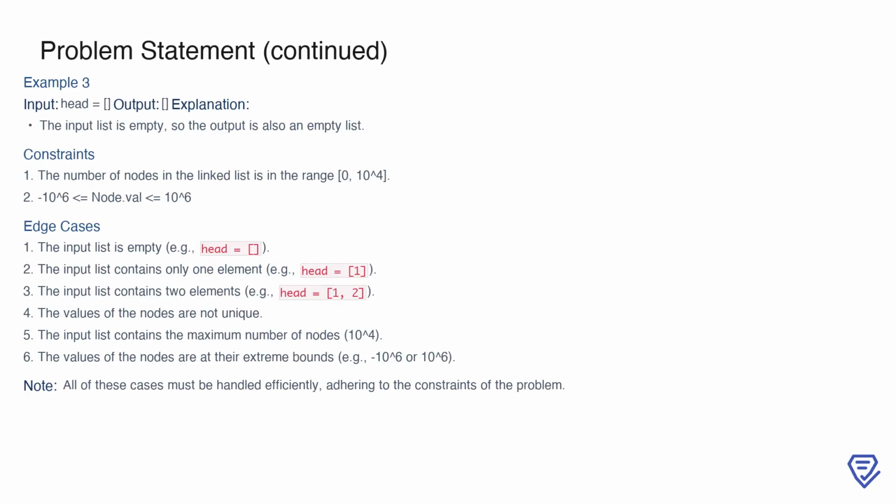Now, for the third example, the input list is empty. Since there are no nodes to rearrange, the output is also an empty list. Looking at the constraints, the number of nodes in the linked list can range from 0 to 10,000, and the values in the nodes can range from -1 million to 1 million. Some edge cases to consider include an empty input list, a list with only 1 or 2 nodes, lists where node values are not unique, and cases where the list contains the maximum number of nodes or extreme values. Your solution must handle all these scenarios efficiently while staying within the problem's constraints.